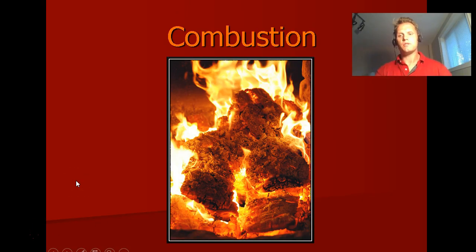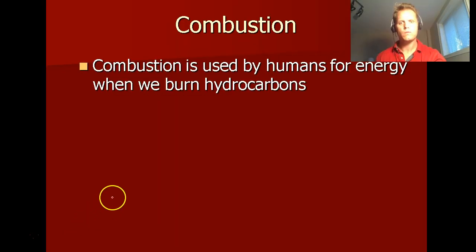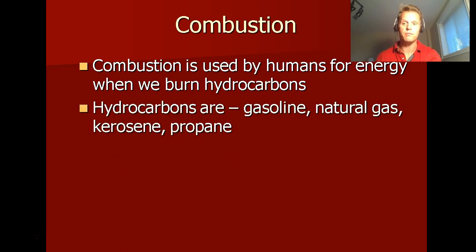The last type of reaction is known as combustion, and is used by humans for energy when we burn hydrocarbons. It's their primary source of fuel in the world. Okay, so when we burn gasoline, we can use it for cars, but we also can use it to produce electricity, and this is why we have a problem with global warming. So there's plenty of different hydrocarbons that we burn. Now, what are the two elements that are found in hydrocarbons? Well, the answer is carbon and hydrogen.